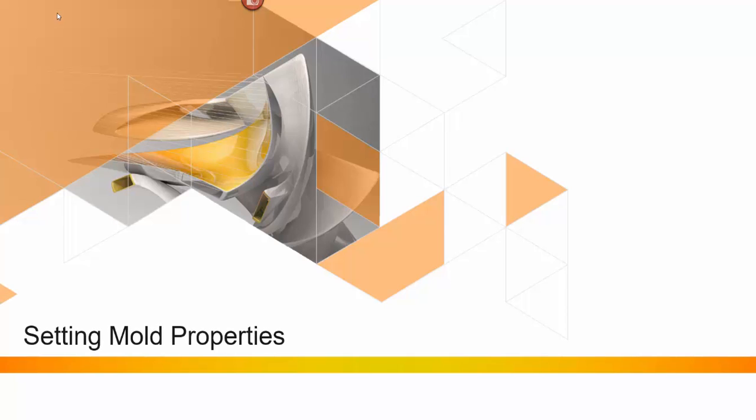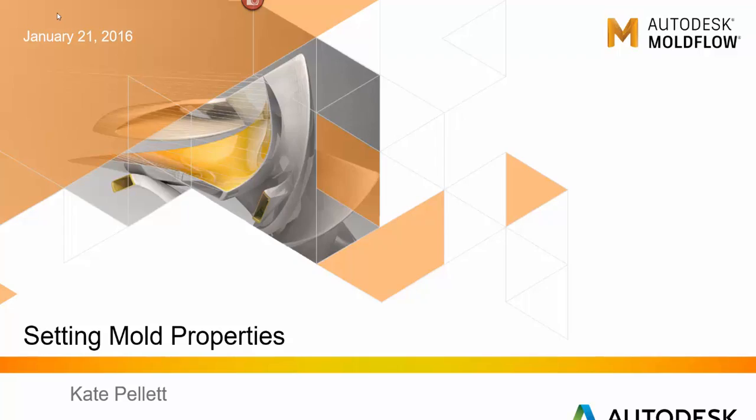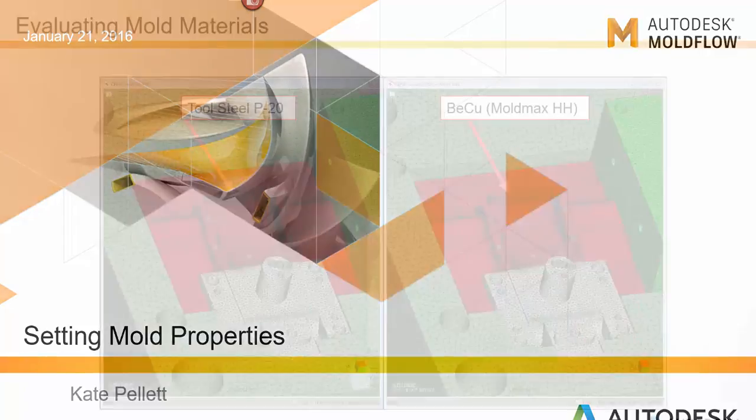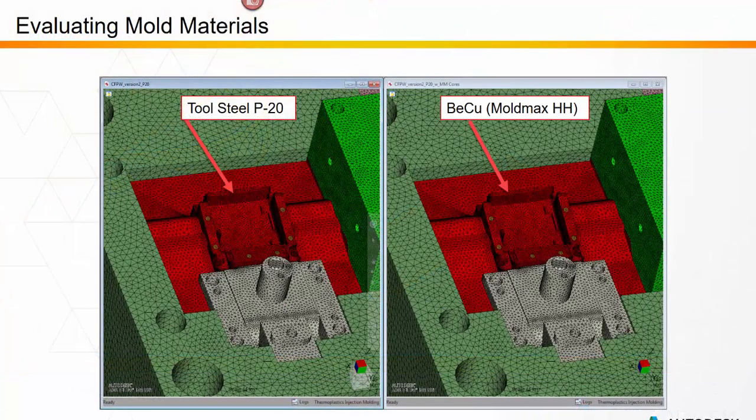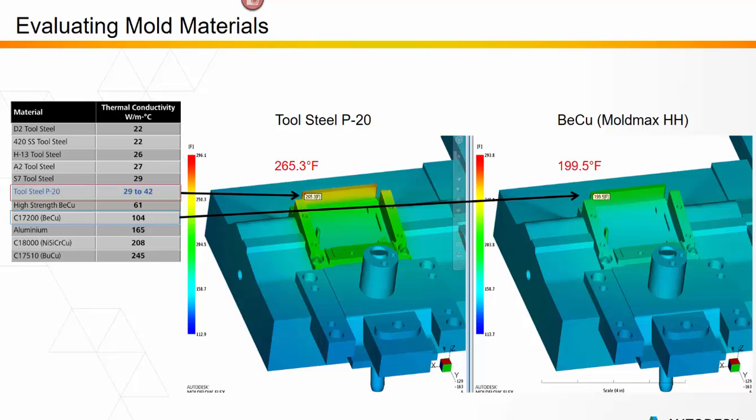Moldflow Insight allows you to represent multiple mold components in your analysis. Today I'm going to show you how to specify different mold materials. This allows you to accurately represent behavior and the impact this will have on cooling. When you import the geometry, the layer tree is used to organize different components. This allows you to easily manage or isolate specific components of your project.